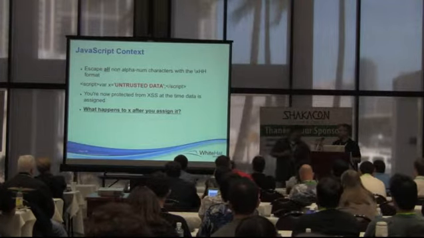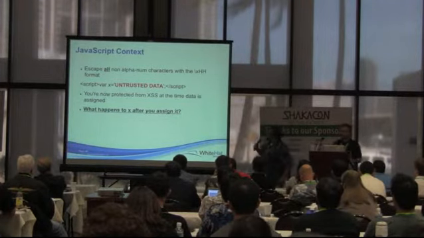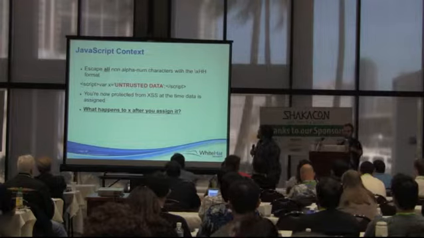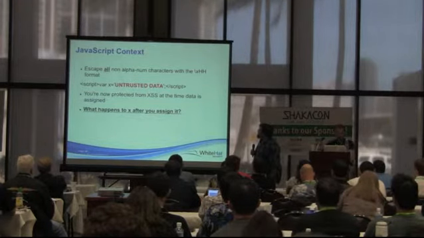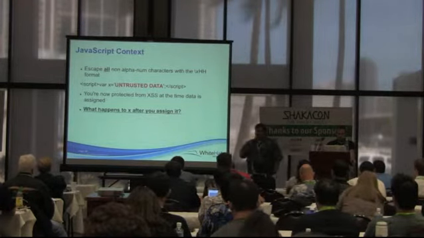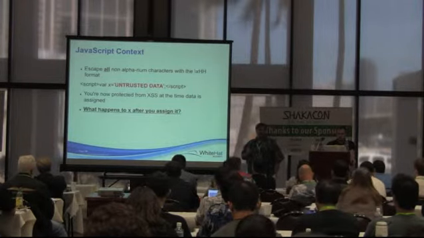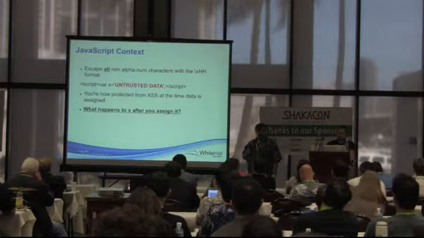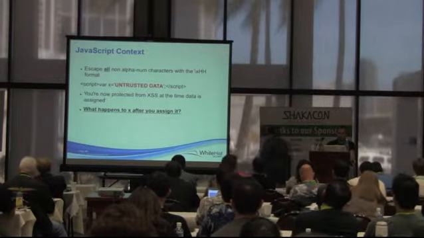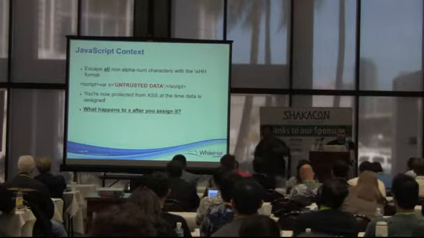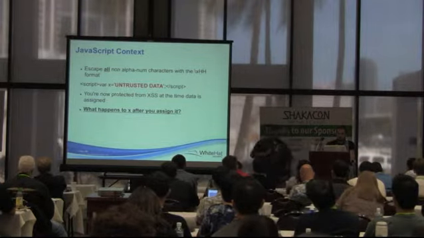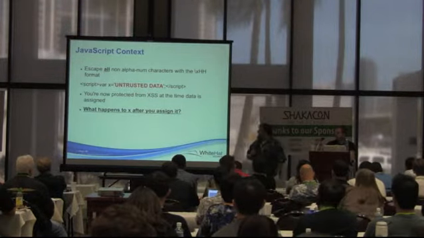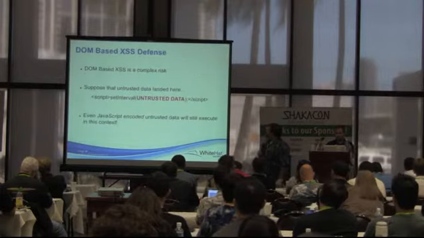Next slide. This is DOM-based XSS. This is when you're assigning untrusted data to a JavaScript variable. This is incredibly common. We do this in Ajax every day. In this case, we want to make sure it's quoted, first of all, even if numeric, and we do JavaScript text output encoding. The problem is what happens to that JavaScript variable after the assignment. We have DOM-based XSS. Next slide.